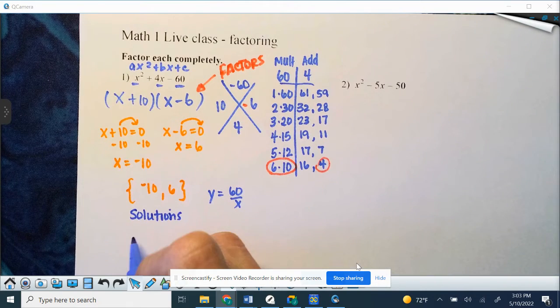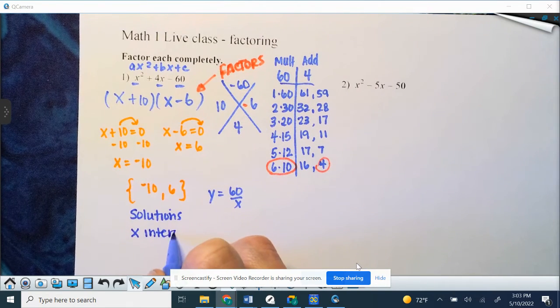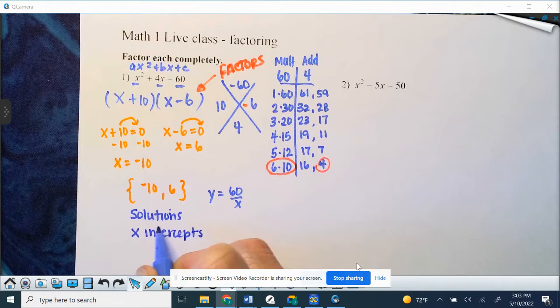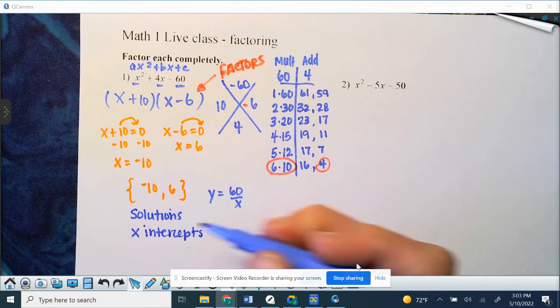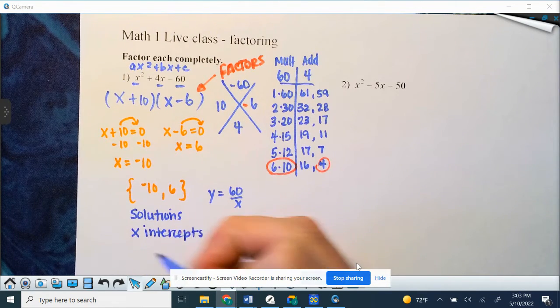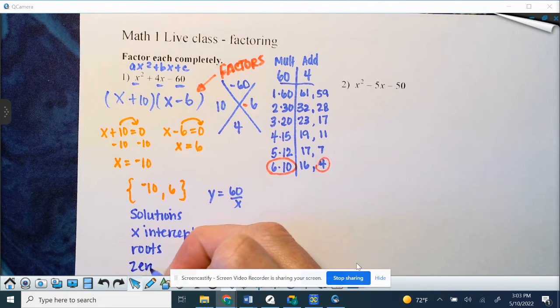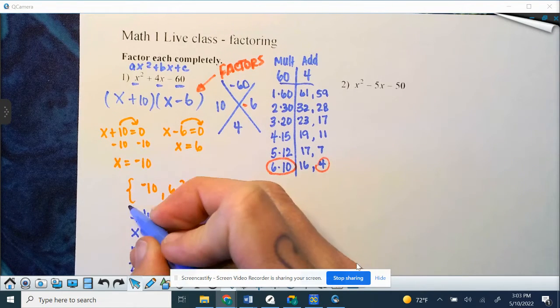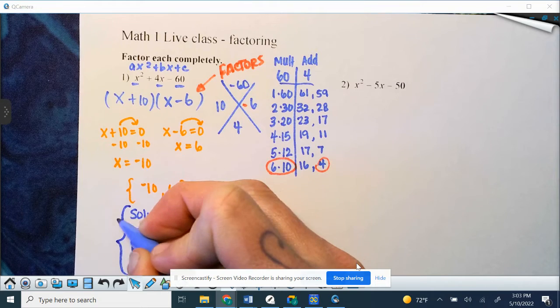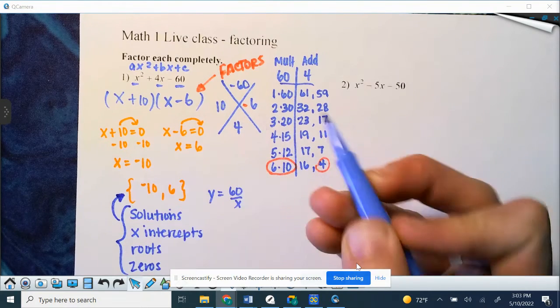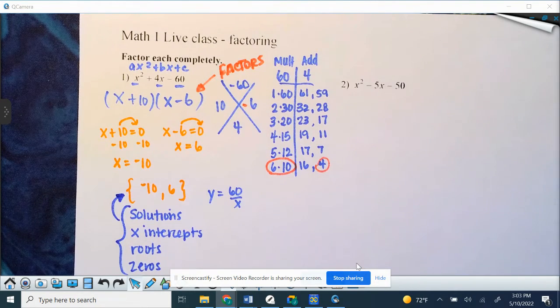And x-intercepts is another word they use for it, kind of like how they have 100 words to ask for slope. Solutions, x-intercepts, roots, zeros, and answers, I guess. So all of these terms are referring to these. If it asks for factors, that's what we've done. And I'm pushing a little bit further because you guys are in live time class and hopefully you did your work from today too.